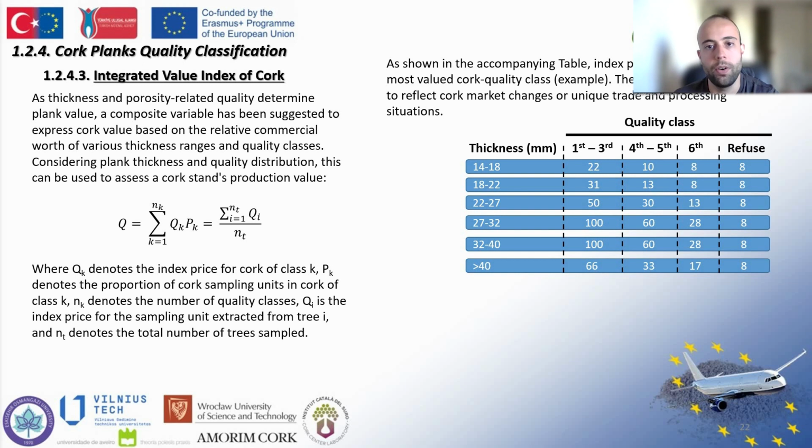Prices of cork vary according to their thickness and quality class, and a composite variable has been suggested to express the value of cork. The best priced cork in the market belongs to the first to third quality class and has a thickness of over 27 millimeters, making it suitable for wine stoppers production.